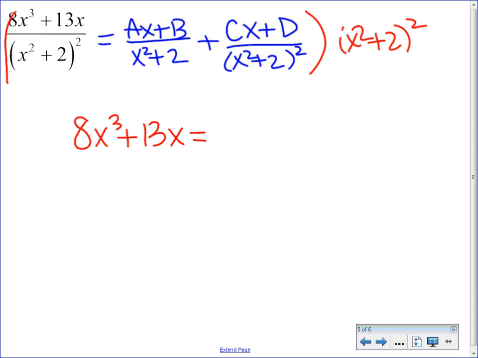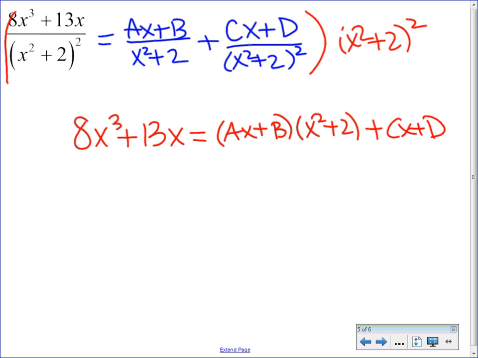X squared plus 2 will only cancel out with one of these from the LCD. So ax plus b, the quantity, is going to be multiplied by x squared plus 2. Make sure that gets in parentheses. And then this denominator cancels out with the entire LCD, so we're just left with cx plus d.